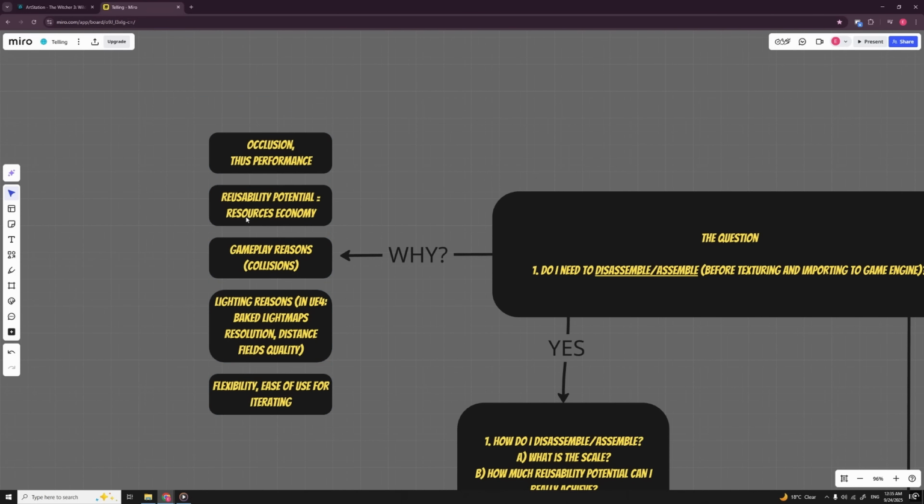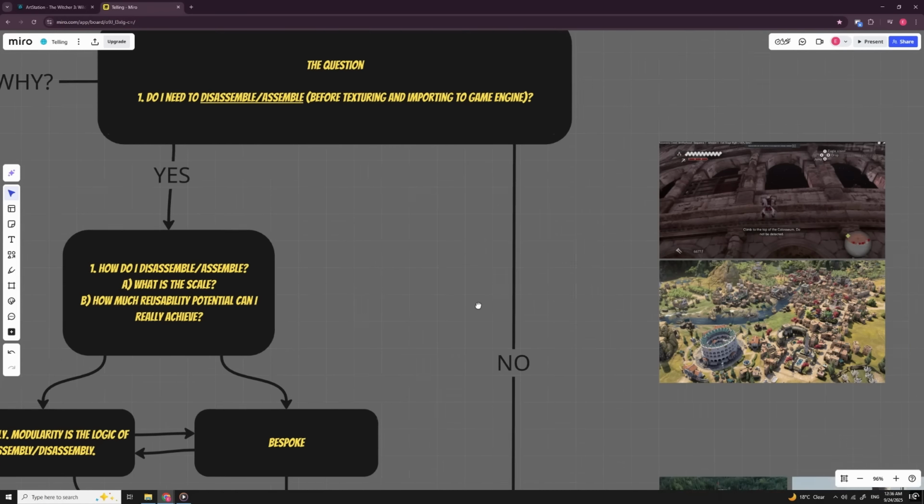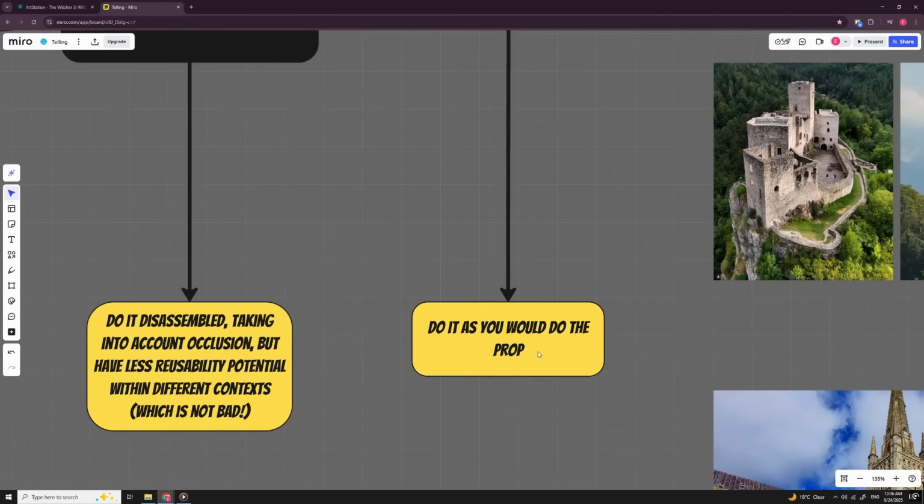Let's say that somehow none of these reasons are relevant to us and our game, or our particular situation. And you may think, how is that possible? And I'll give you an example. If we answer no, we don't need to disassemble our architecture, then I'll say, do it as you would do the prop.